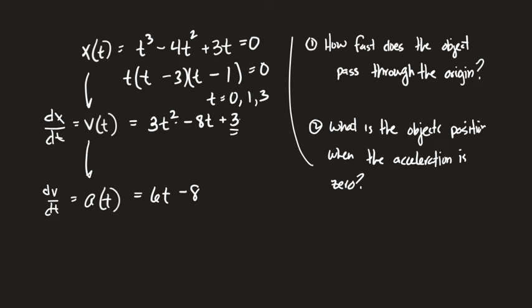This is not the answer. The answer is for you to figure out how fast it passes through the origin. So you now have to do the velocity at time 0, the velocity at time 1, and the velocity at time 3.